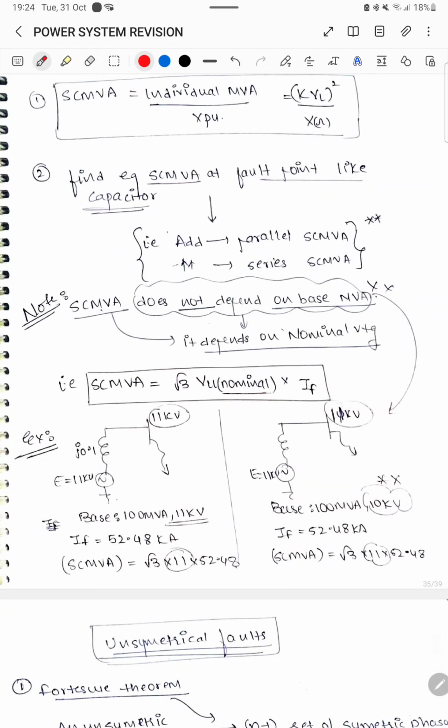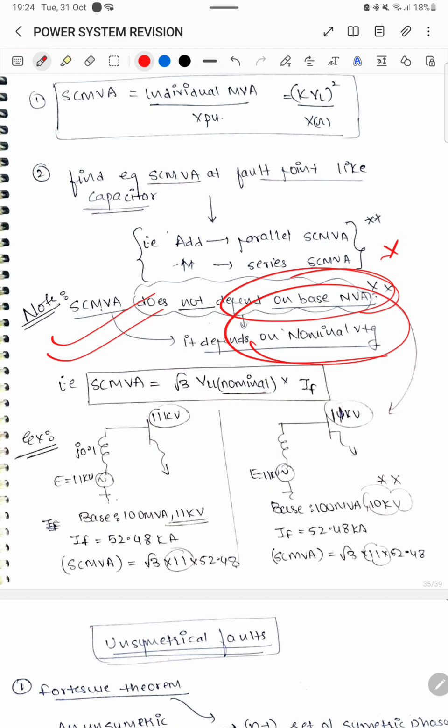One more important concept is that SCMVA does not depend upon base MVA, we already told, and it also does not depend upon base voltage. It depends upon nominal voltage. SCMVA is root 3 into V line to line nominal voltage into IF.